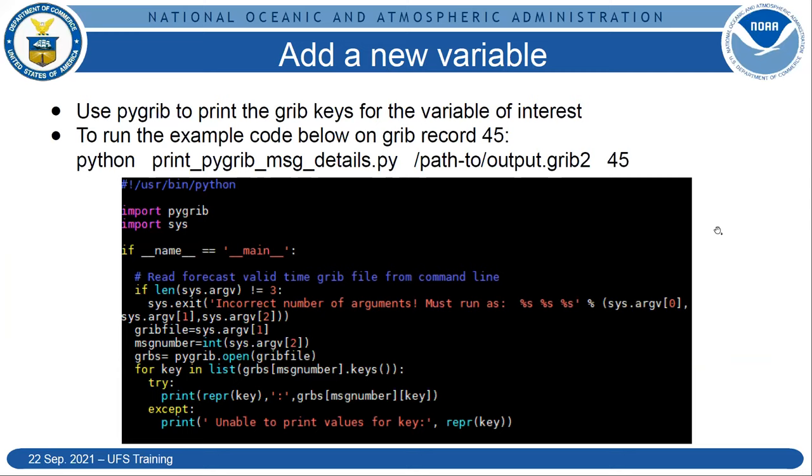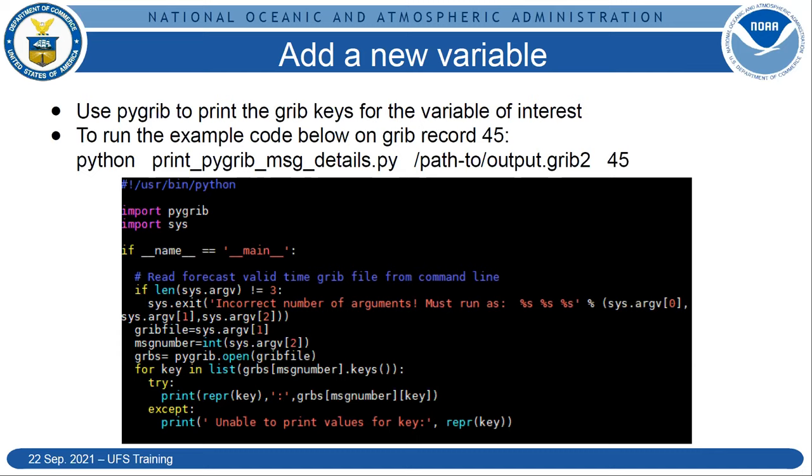Okay, and then the last thing I want to go over here is how to add a new variable to the plotting scripts. To do this, you can use the PyGrib tool. What you can use that for is to print the grid keys for the variable of interest. So in your grid file, you can obtain a listing of what's in there just using wgrib2 on the command line. And then you can figure out which grid record number you're interested in.